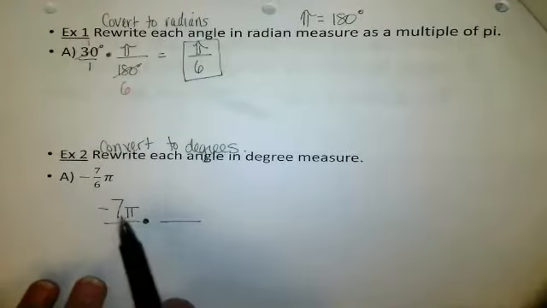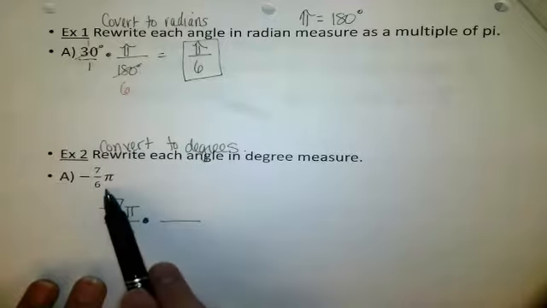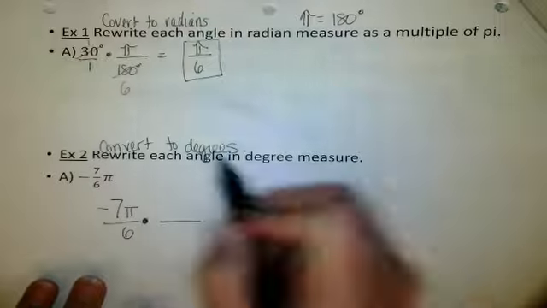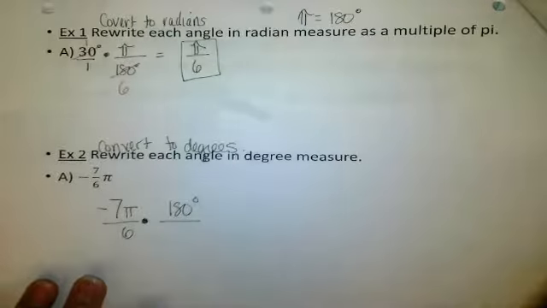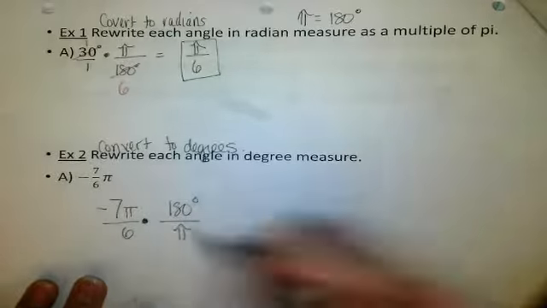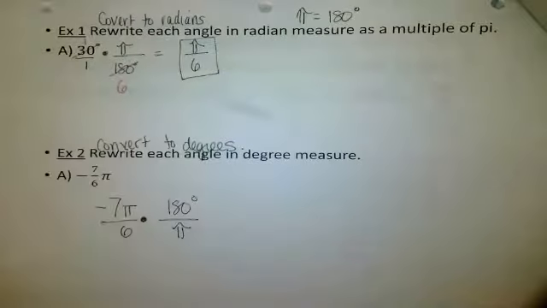Is this in radians or is this in degrees? How do you know this is in radians? There's no degree symbol. Which means we want to convert to degrees. We want 180 degrees on top. That's what we want. We want degrees. We're going to get rid of radians.